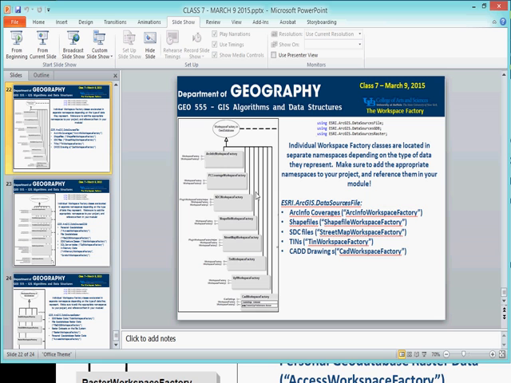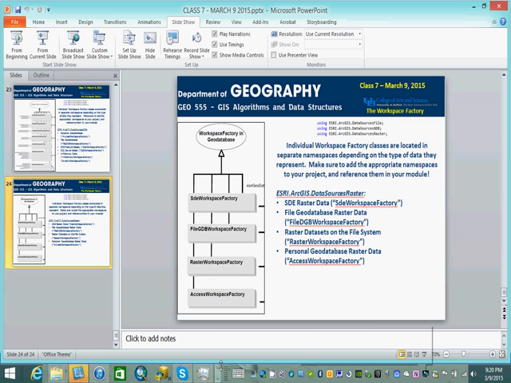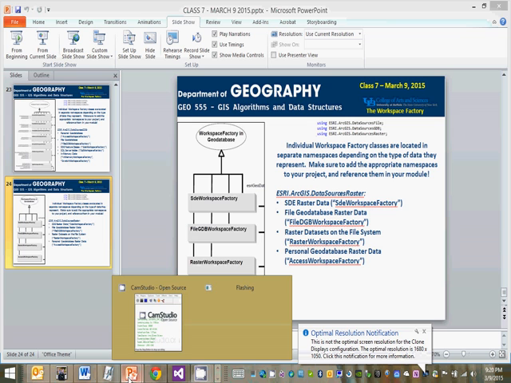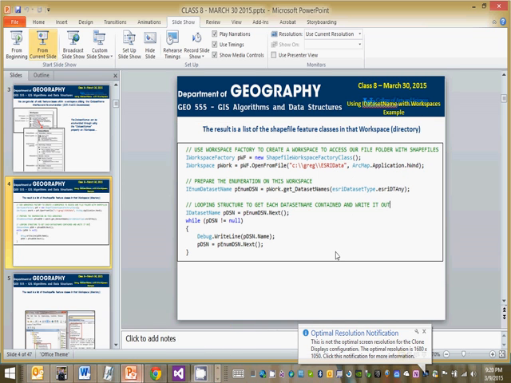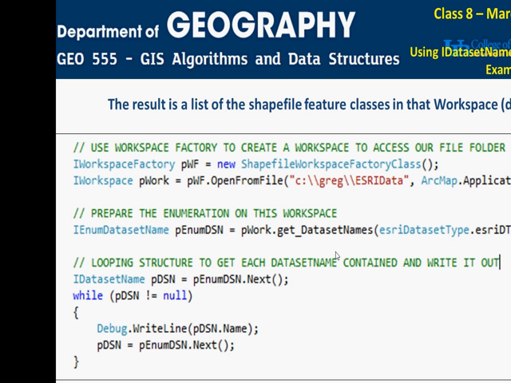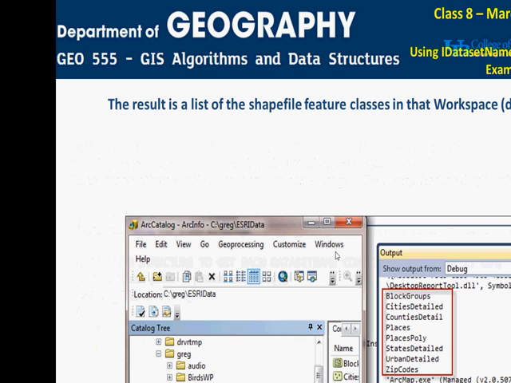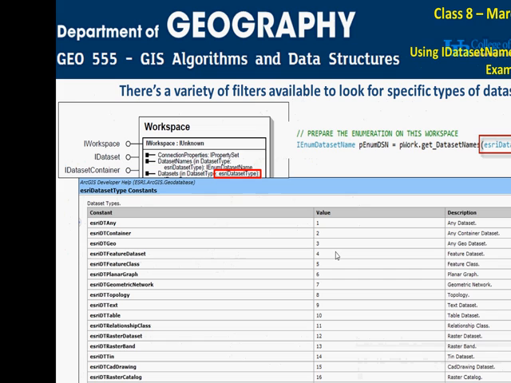Oops, wrong class. So similar thing in the example in the slides. I mentioned this in passing, but the enumeration on get dataset names gives us the ability to look for specific types of datasets in the location. I chose ESRI DT any, or dataset type any.